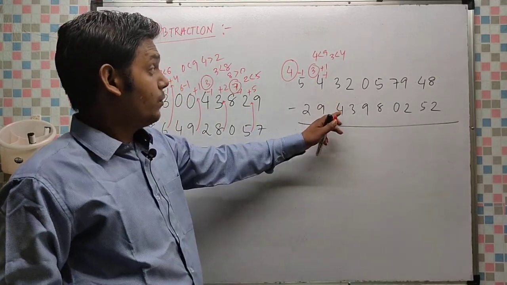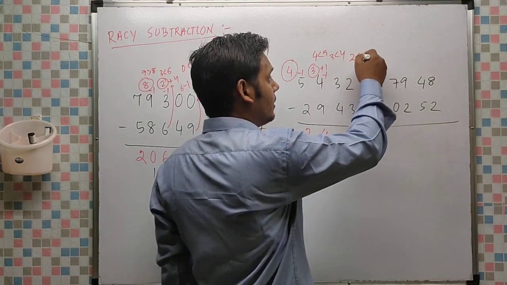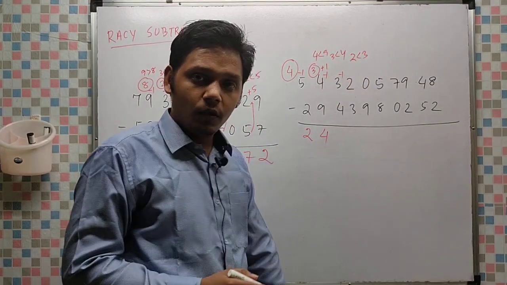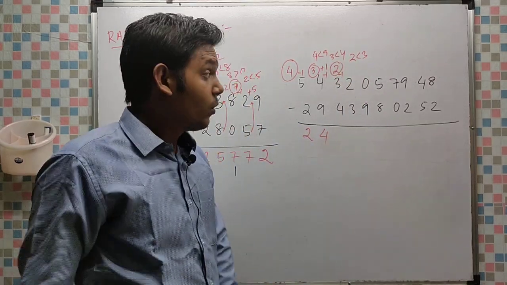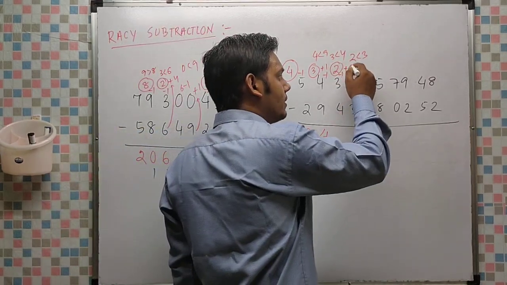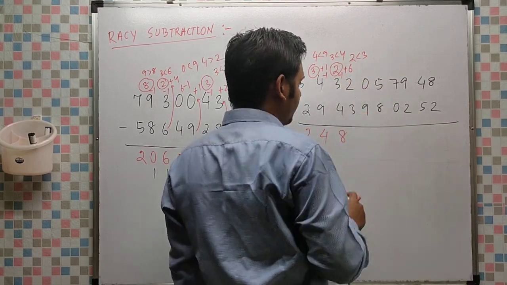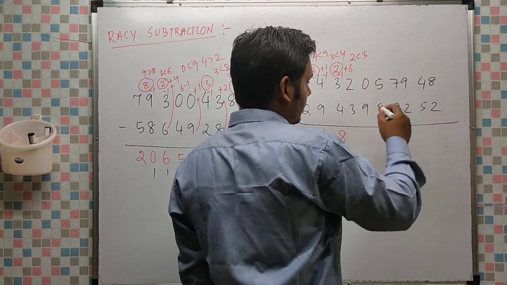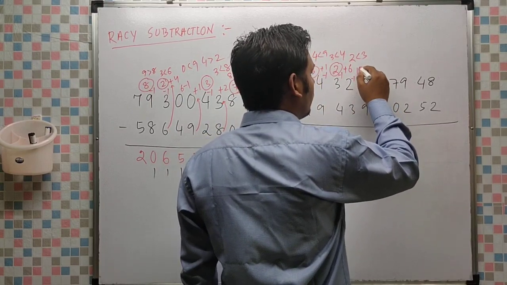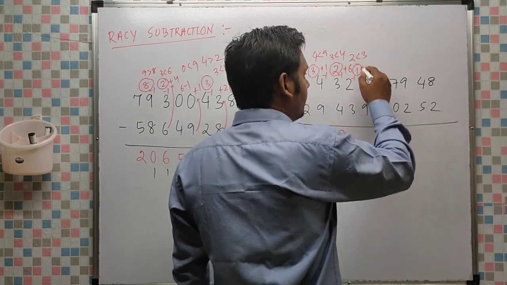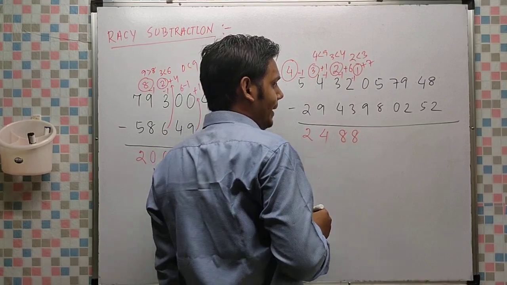Now 3 is less than 4. That means 3 minus 4 we cannot do, 2 is less than 3. That means this number 3 will be decreased by 1, that is 2. Now 4 complement will be added. 4 complement is 6. 2 plus 6, that is 8. 0 is less than 9, so this number will be decreased by 1, that is 1. Now 3 complement 7 will be added. 1 plus 7, that is 8.